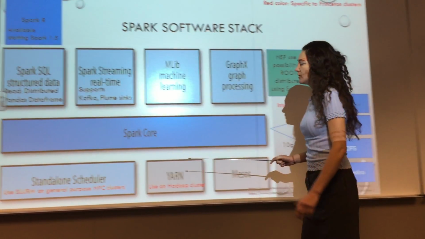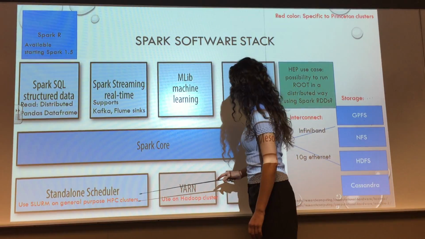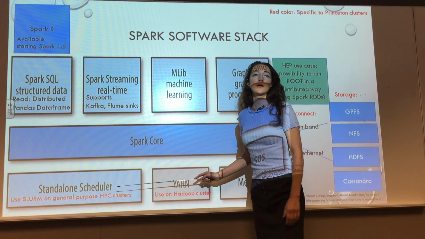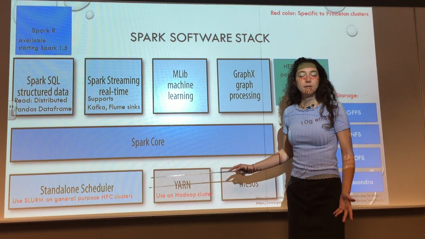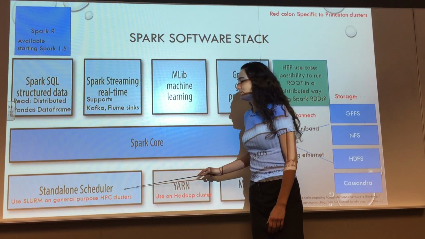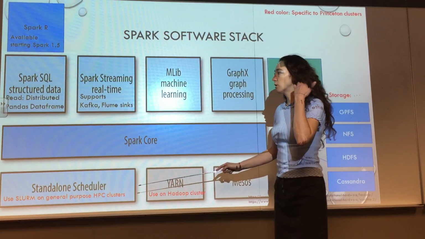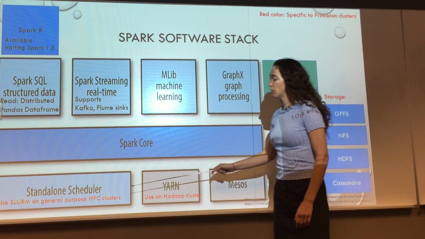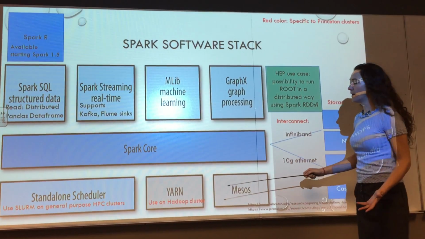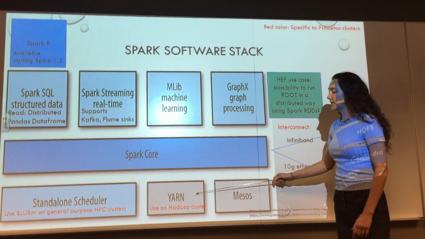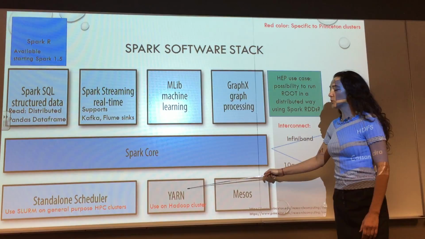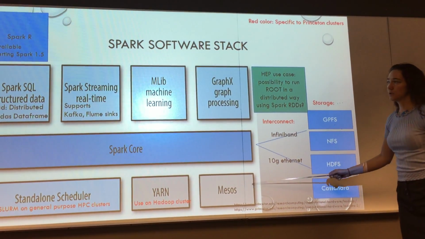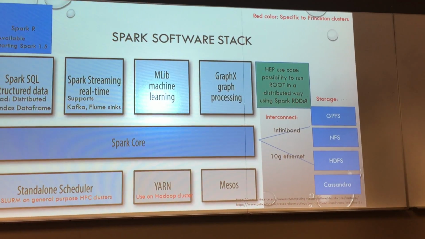And as we mentioned, the scheduler or the cluster manager for Spark, it has its own standalone scheduler. So if there is no cluster manager installed, it can run in its standalone scheduler mode. If we do have Yarn or Mesos, we can run the Spark via Yarn on a Hadoop cluster, or it can run on top of Mesos.